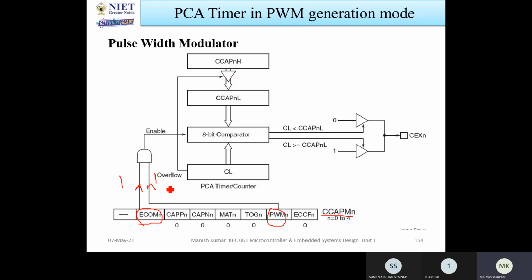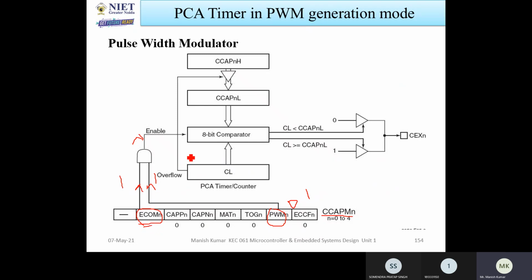दोनों में से कोई भी बिट अगर 1 नहीं होगा, the AND gate is not giving the output. So remember that this bit is decided by you. The PWM bit: if it is 0, it means that the PCA timer is not working in PWM mode. If it is 1, it means that the PCA timer is working in PWM mode. Now the ECOM bit defines that it is going to enable the comparator.